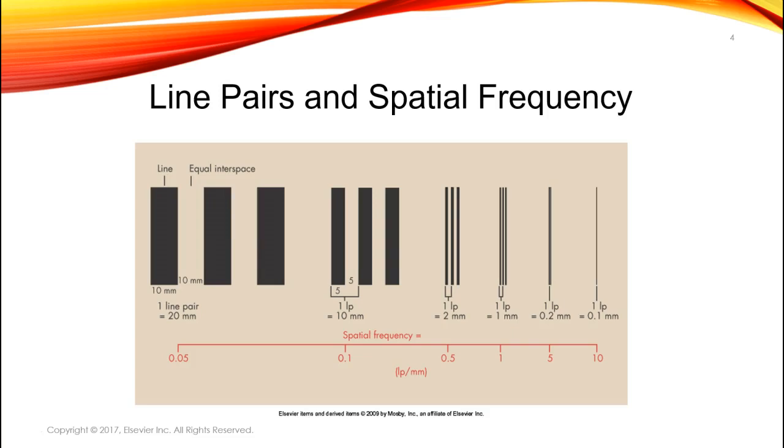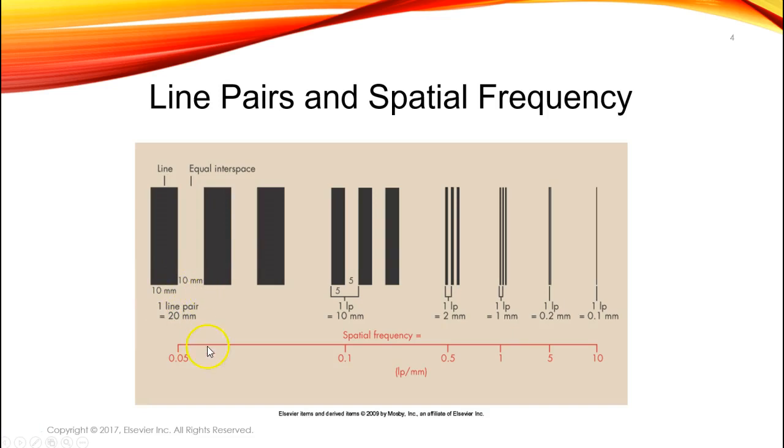And the same slide that we saw last time in our lecture is here again. So you have one line here, 10 millimeters wide. The space next to it, which is the exact same width, is 10 millimeters wide. So a line pair equals from the beginning of this line to the beginning of the next line. This area here is one line pair. What you end up doing is taking the width of that line and doubling it, and that is read as one line pair per 20 millimeters.